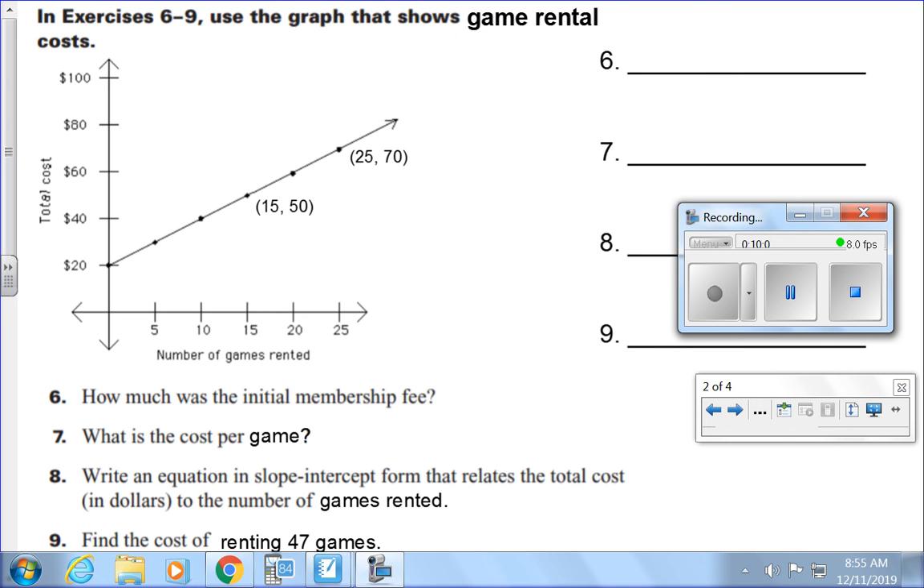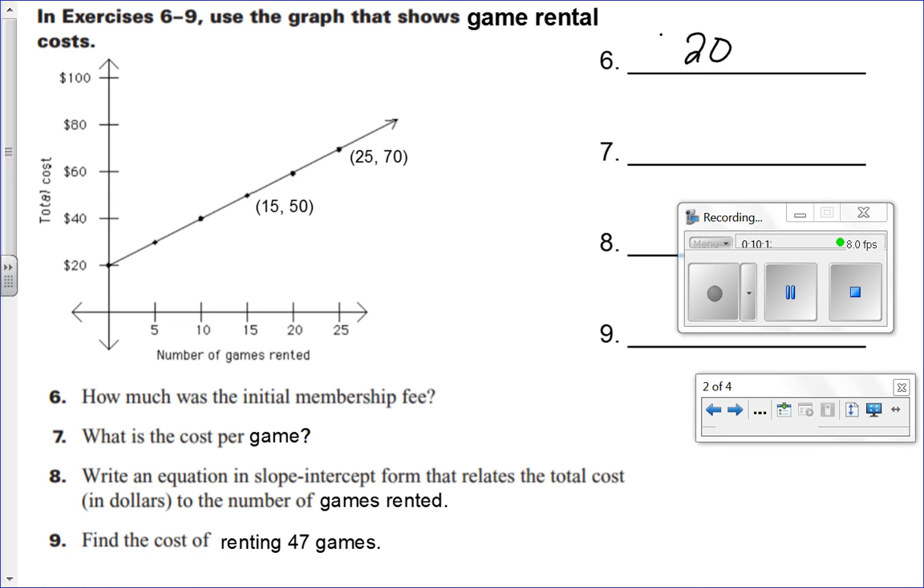All right, question number 6. How much was the initial membership in the game rental club? That's like a y-intercept, basically. $20. Very good. Number 7. What is the cost per game? That's basically going to be your slope.